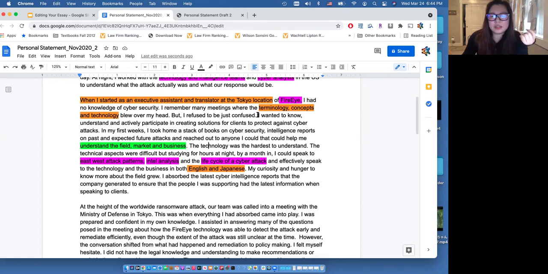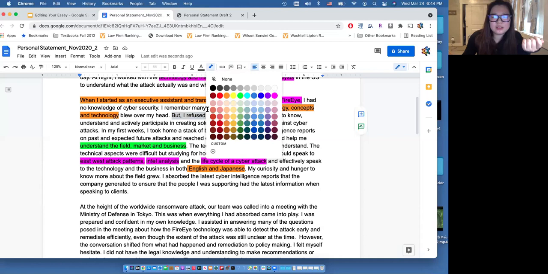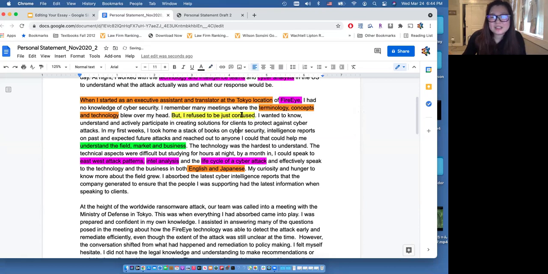Other points, stylistically, I'm running out of colors. Let's see here, yellow. Stylistically, I don't know how I feel about that sentence here. Also, this gets a little slang, so I'm not a big fan of the blue over my head. I would probably put that in a little bit more formal language, but not too formal here.